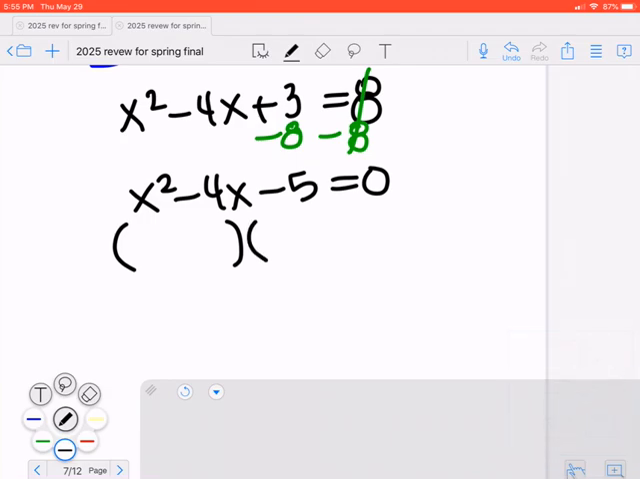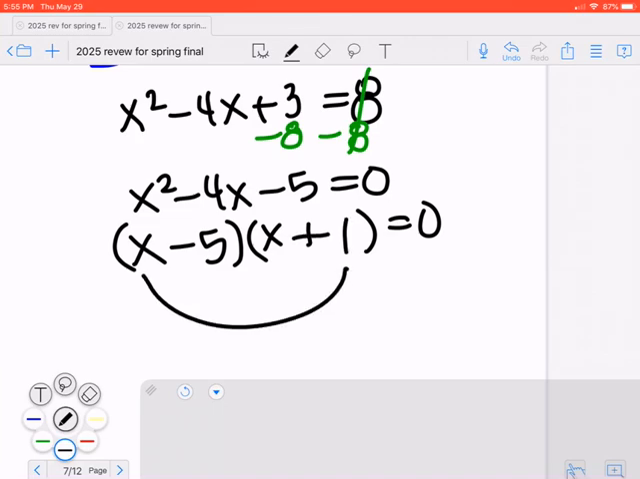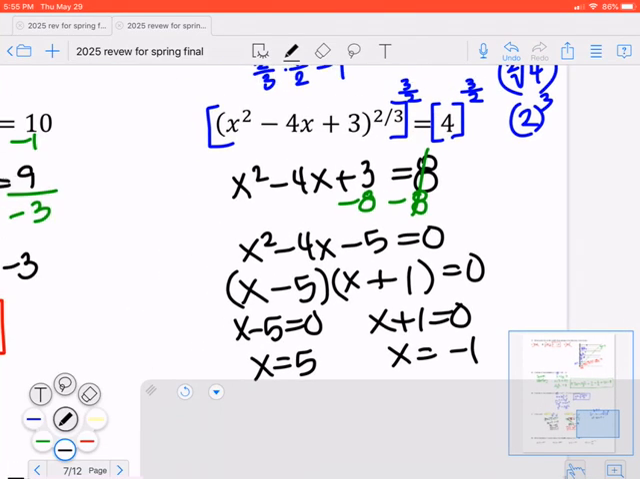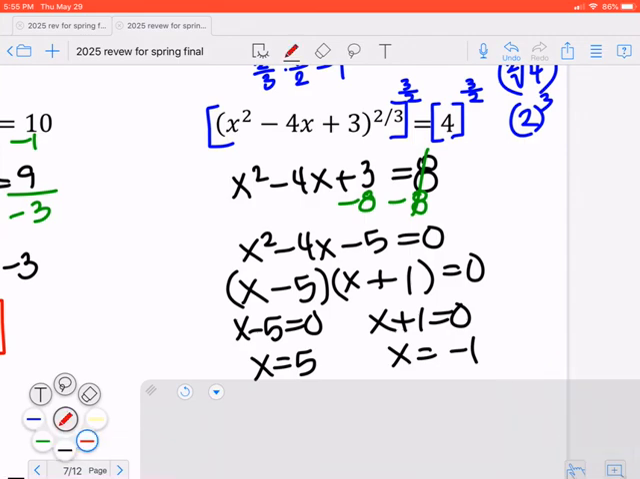And now we can factor. Let's see, that would be a minus 5 and a plus 1. Outside is 1x minus 5x, giving us negative 4x. And last, negative 5 times 1 gives us negative 5. And so x minus 5 equals 0, and x plus 1 equals 0. Add 5 to both sides, x equals 5, and x is negative 1. And now I'm going to plug them each in to see if they both work. So plugging in a 5.